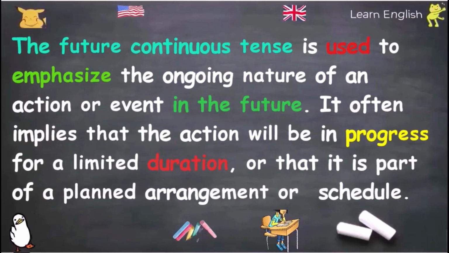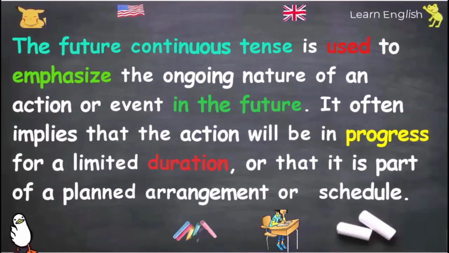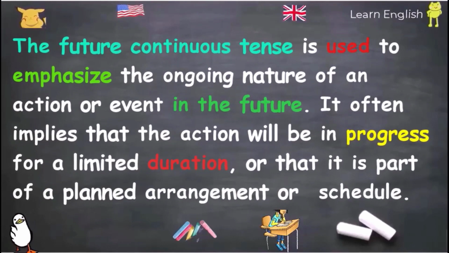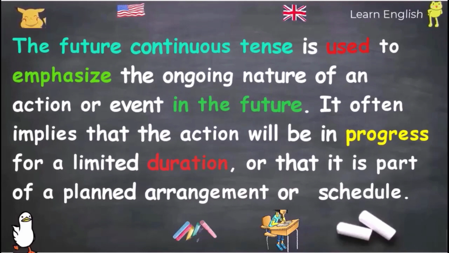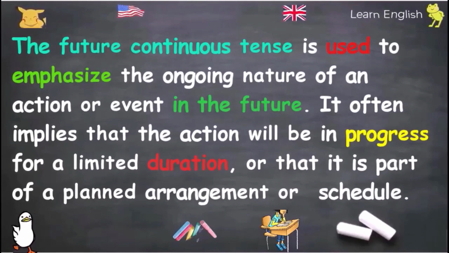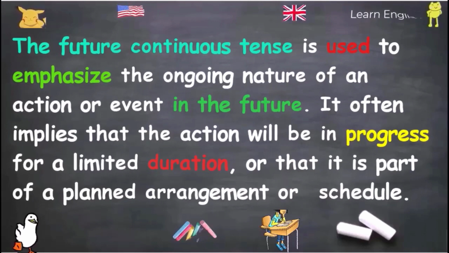The future continuous tense is used to emphasize the ongoing nature of an action or event in the future. It often implies that the action will be in progress for a limited duration, or that it is part of a planned arrangement or schedule.